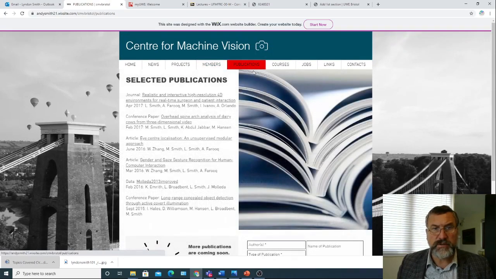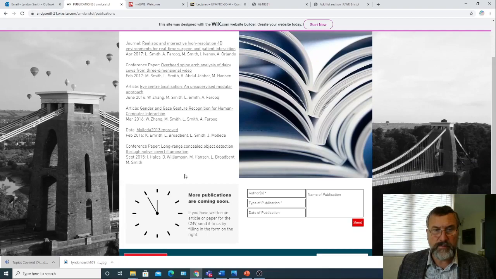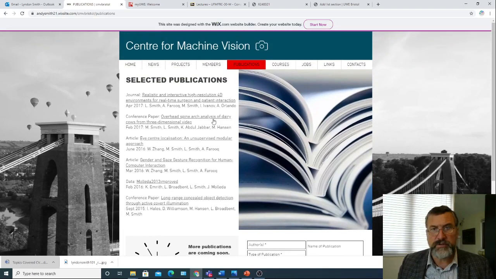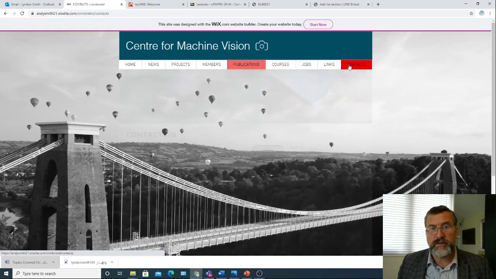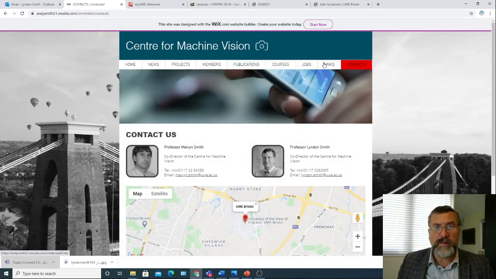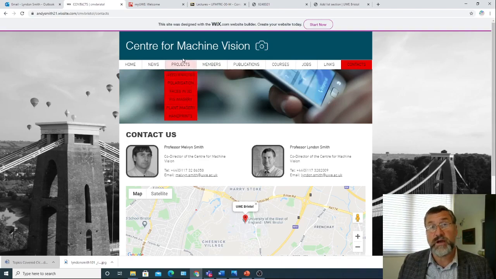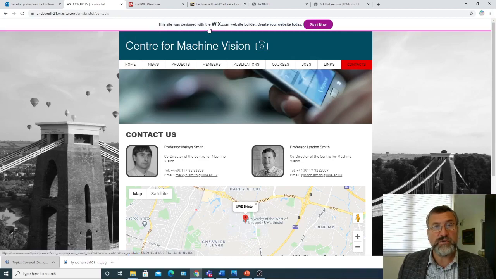So publications, that's something we've been working on, just a few here, but this is something we've been working on for many years, and we try to get the best publications we can, journal publications being the most valuable, of course. And then there's other links as well here, and contacts and so on. So that's just a very brief introduction to some of the things that we've done in the Centre for Machine Vision. There are other mentions of us, of course, on the BRL website. We also have our own link on the BRL website to our own website, which you can have a look at as well.